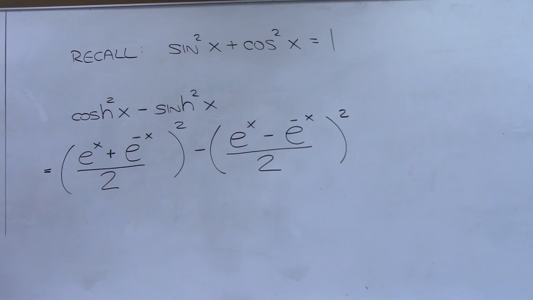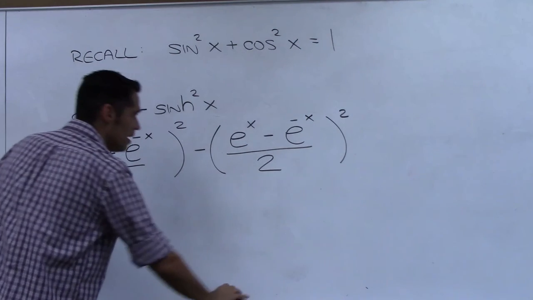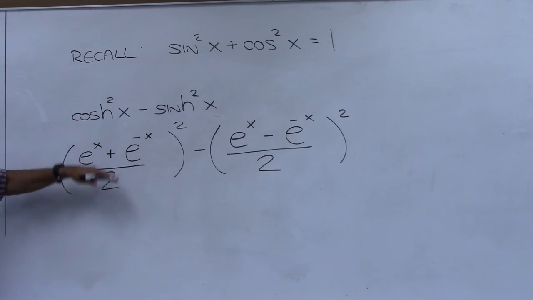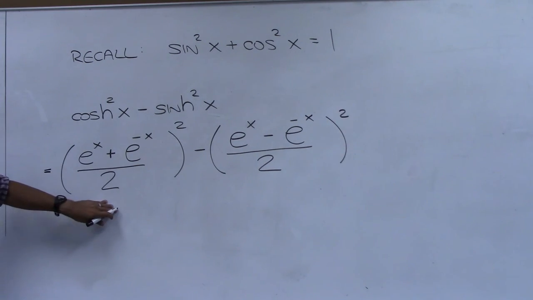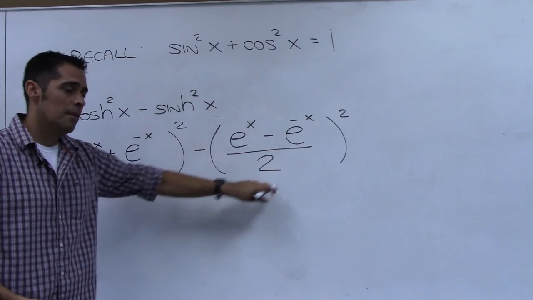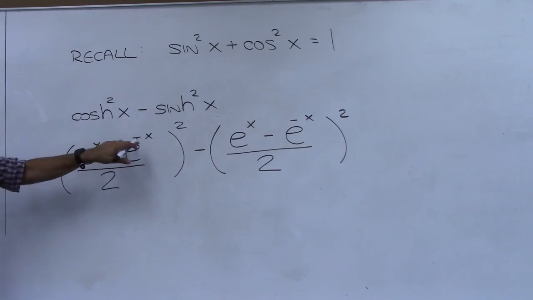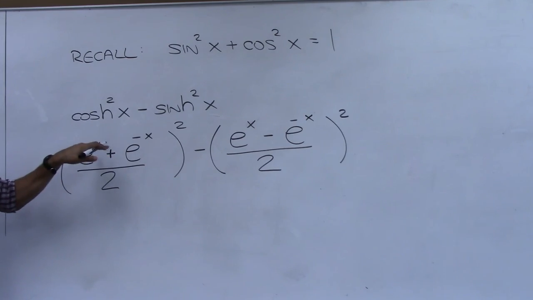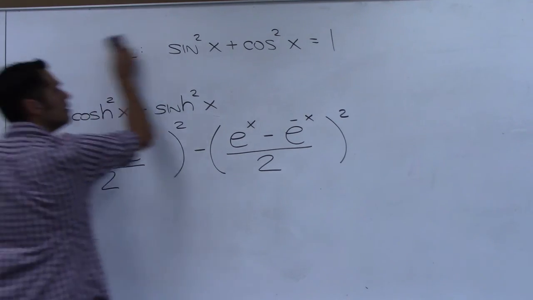All right? And even though it looks pretty bad, it's going to be real nice in the end. It's going to turn out to be 1. But let's just see the math behind that. So when you square a fraction, you square the top and bottom, right? Squaring the bottom is easy. It's going to be a 4 over there. But on the top, I'm going to actually have to multiply this times itself, right? This times itself.